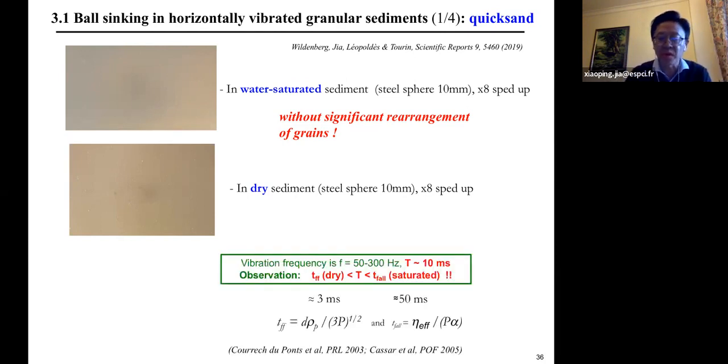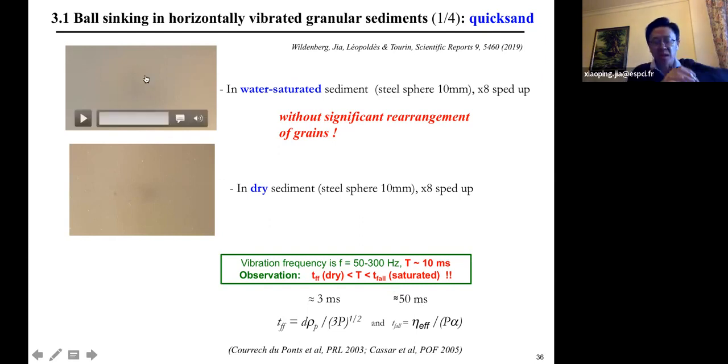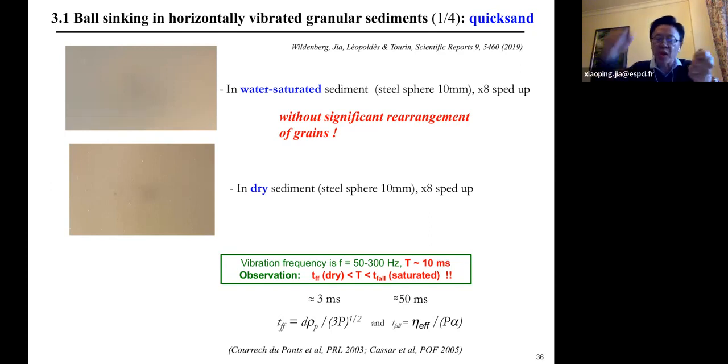But what is important here is that in the case of the saturated system, under the horizontal vibration, you still don't see significant motion of the small particles. This is probably due to the characteristic time of the dry granular packing and the saturated one being completely different. In the saturated system, it takes much longer to make a rearrangement. So here, our period of the low-frequency vibration is still shorter than the time necessary to make a rearrangement in the saturated granular sediments.